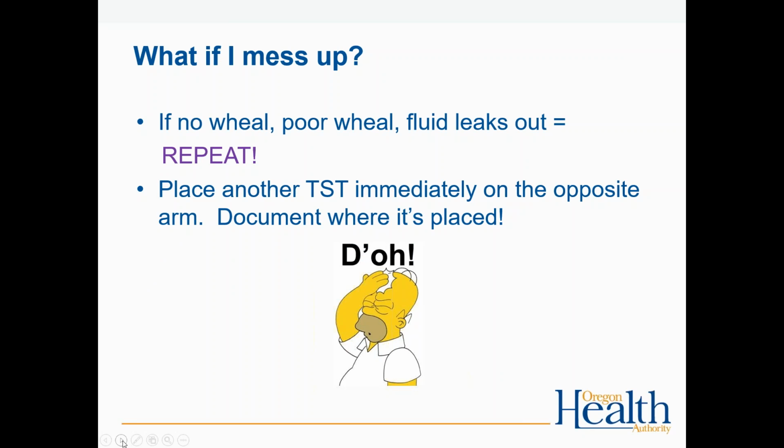Okay, so what if you mess up when you do the TB skin test? All you do is repeat it, or like Dr. Winthrop said, you could do an IGRA instead. Just place another TB skin test immediately on the opposite arm and document where it's placed. No biggie.